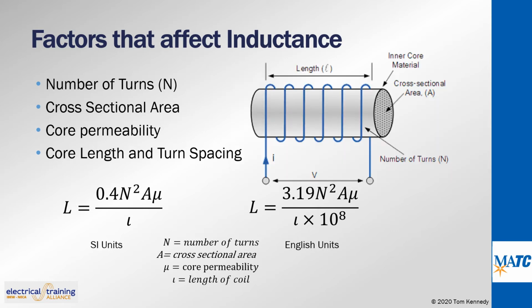The formulas shown here can be used for reference to determine the Henry value of a perfectly helical coil if the factors that affect inductance are known.